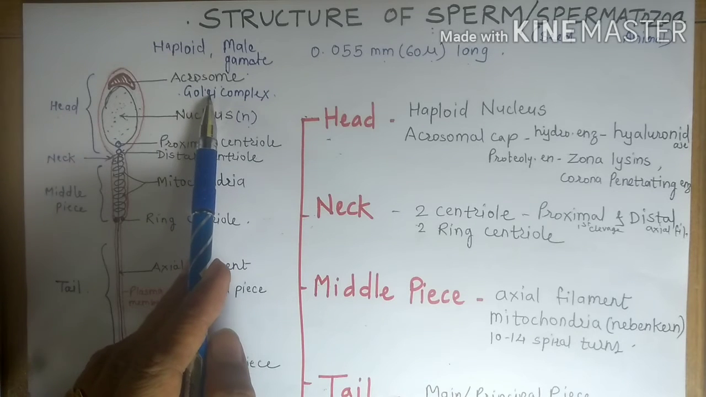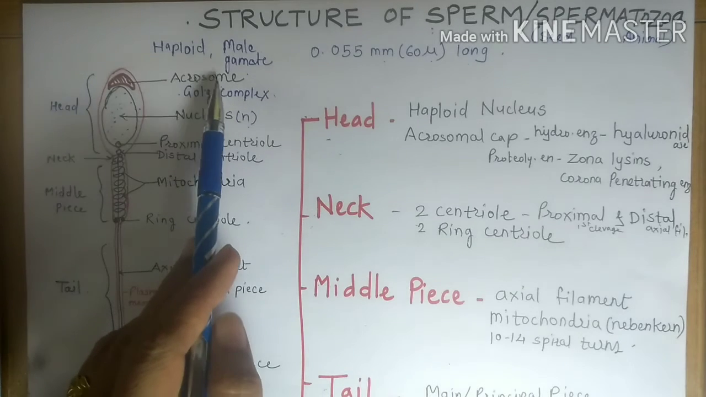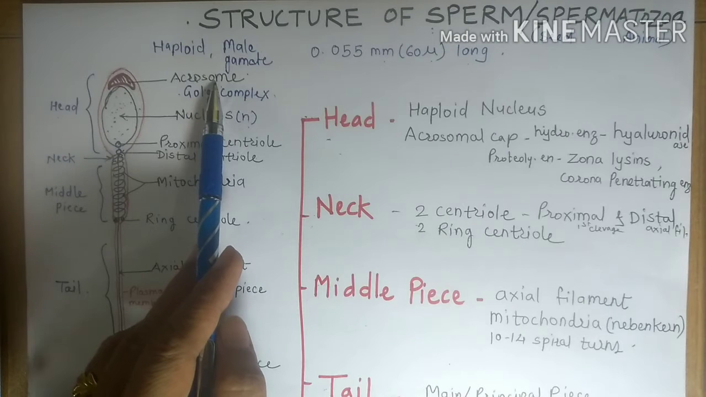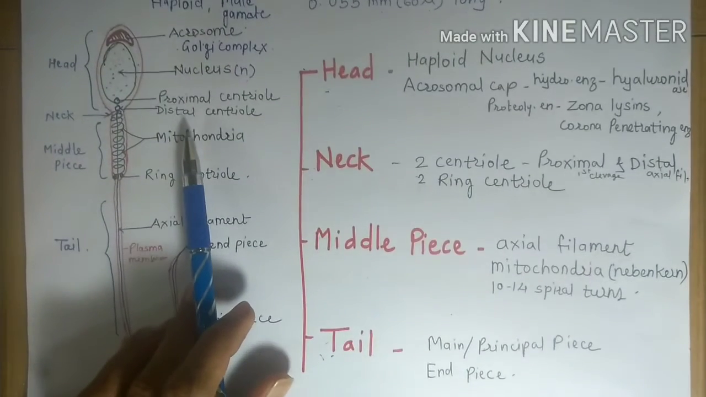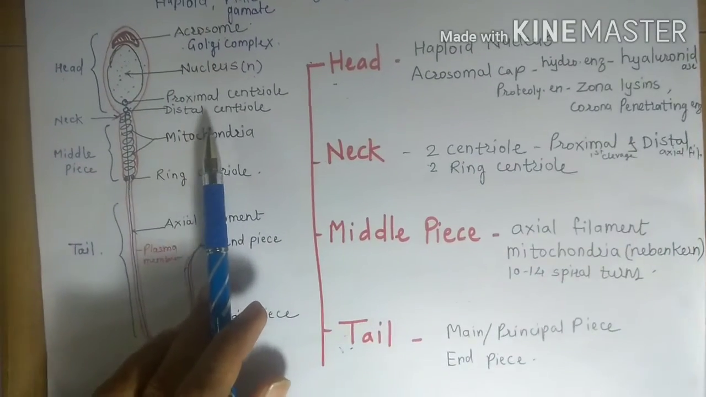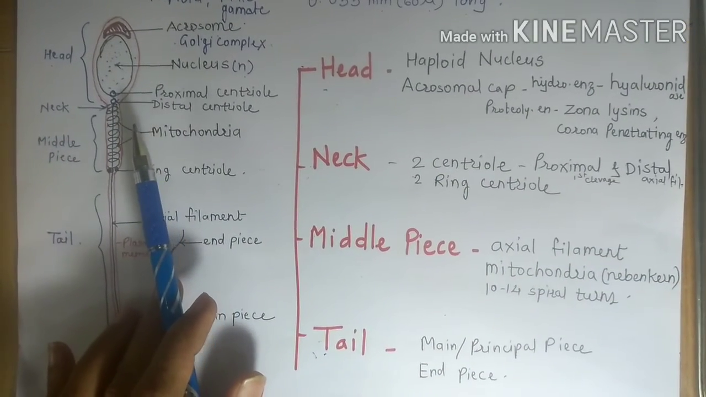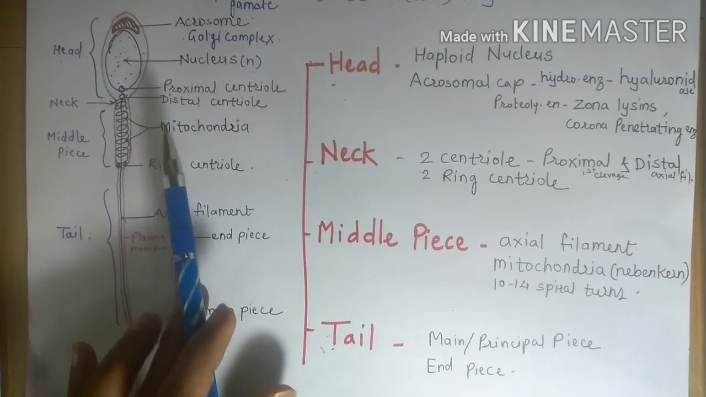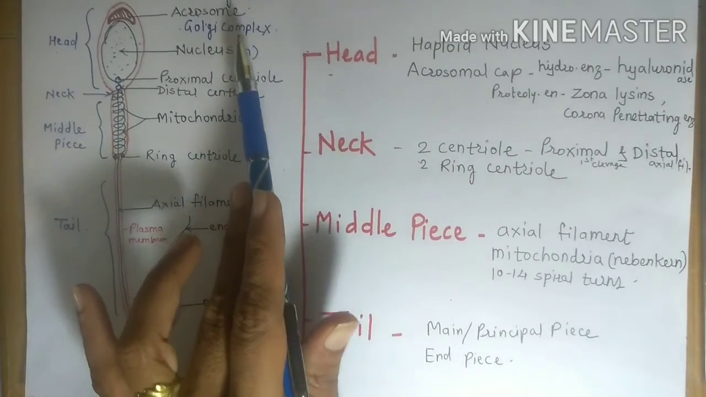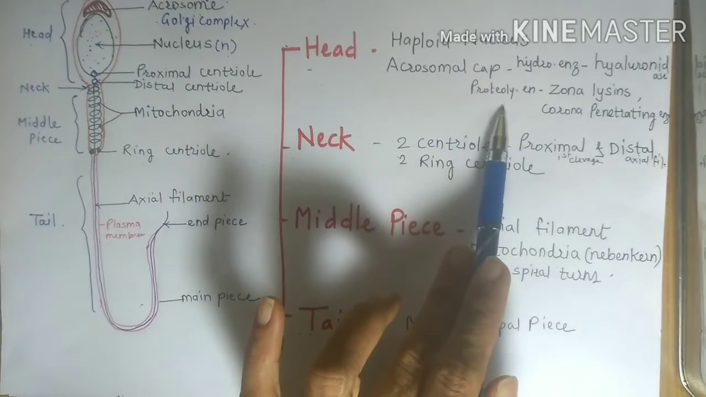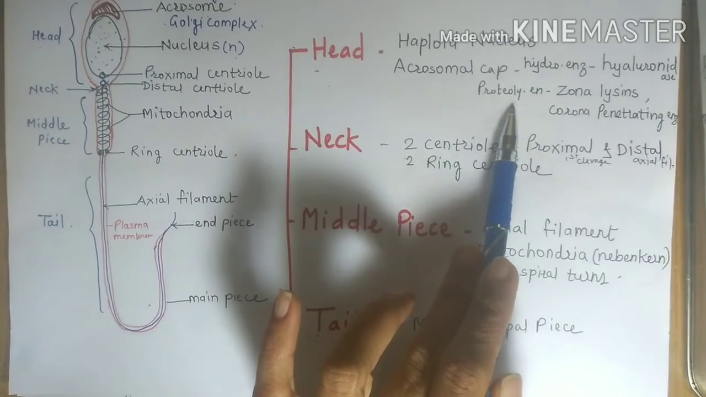The acrosome is made up of Golgi complex. It contains mainly lytic enzymes. Lysis means breakdown. It contains enzymes which can break down other living material. There are two types of enzymes present in the acrosomal cap: hydrolyzing enzyme and proteolytic enzyme.